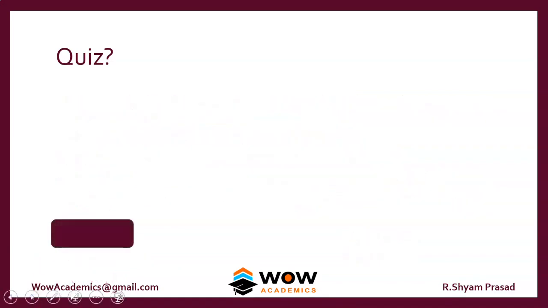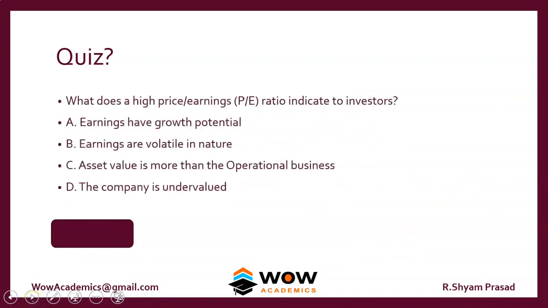So we have another question. What does a high PE ratio indicate to investors? Earnings have growth potential. Yes. If there's a high growth potential, it will be high. Earnings are volatile in nature. If earnings are volatile, PE will be low. So this is not the answer.